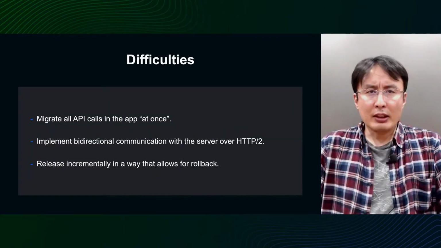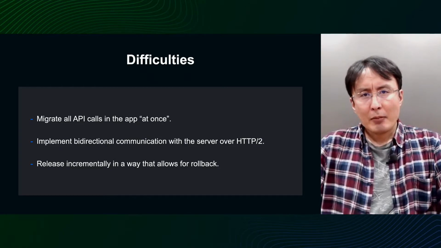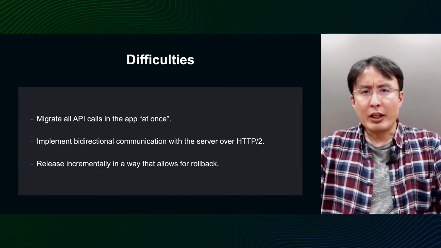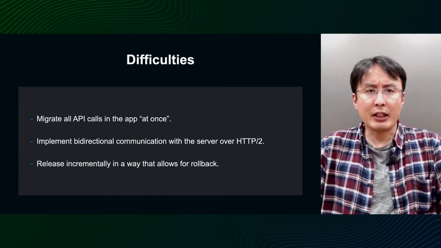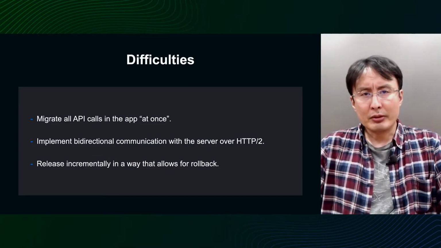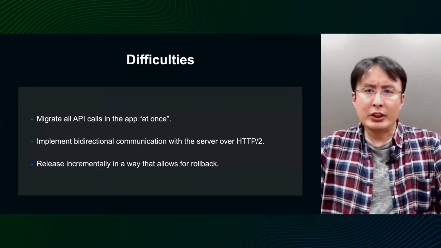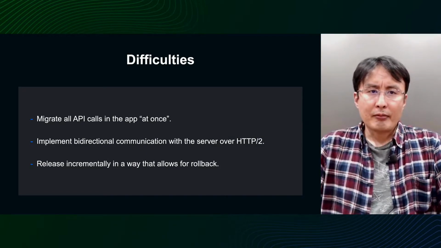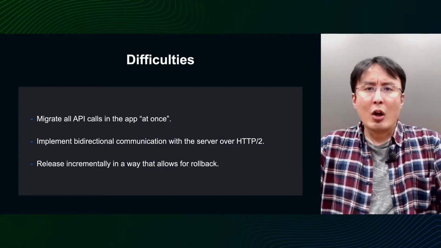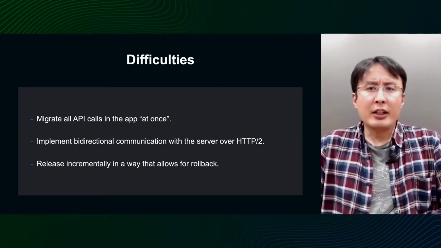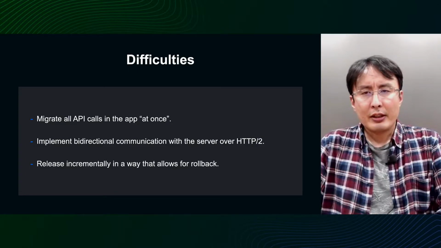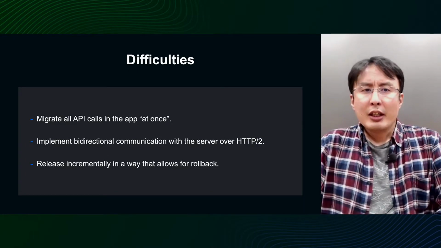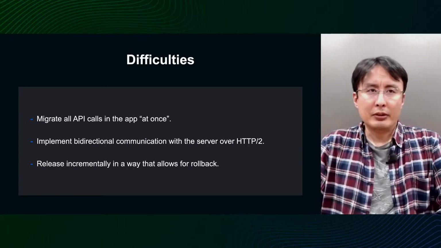In order to achieve these goals, there were a number of challenges. Firstly, all API calls in the LINE app had to be migrated from SPDY to HTTP2 at once. The second is that we have to provide bidirectional client-server communication over the HTTP2 protocol. Finally, the release of the migration has to be done incrementally to allow for rollbacks. We will now discuss these points in more detail.